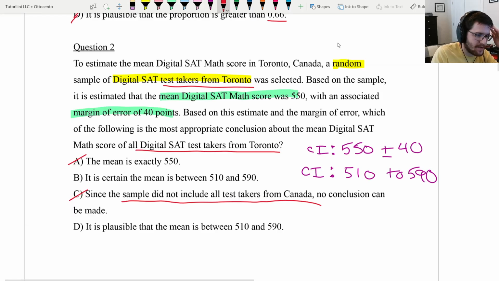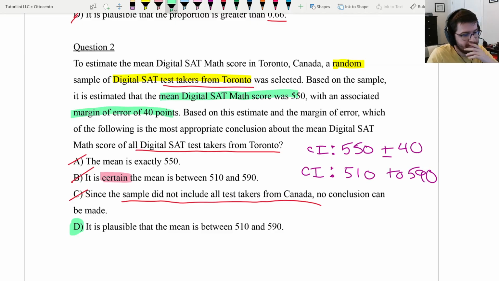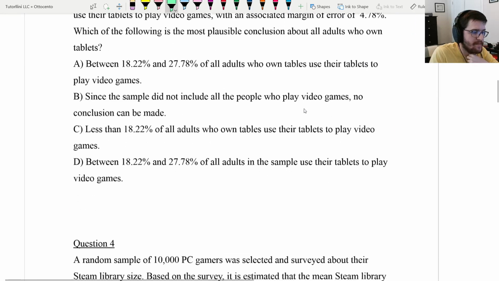So B and D are both looking pretty good. But remember, the confidence interval just tells you that it is plausibly or likely between these two numbers. It does not tell you that it is certainly between these two numbers. So this one is wrong too. So the correct answer is D. It is plausible that the mean score is between 510 and 590. Great. Okay, let's keep going.